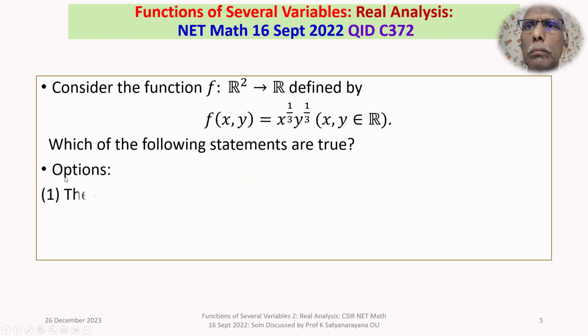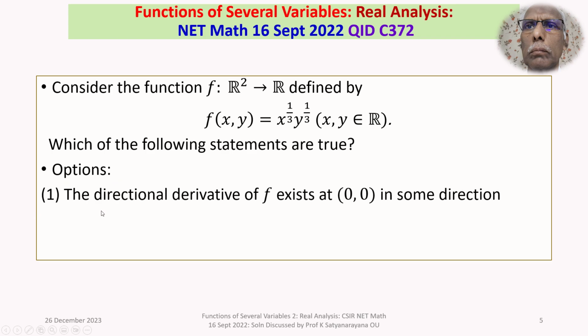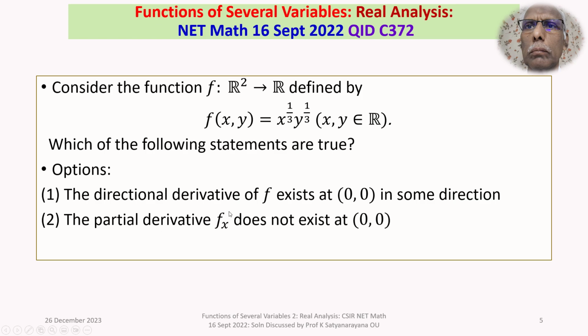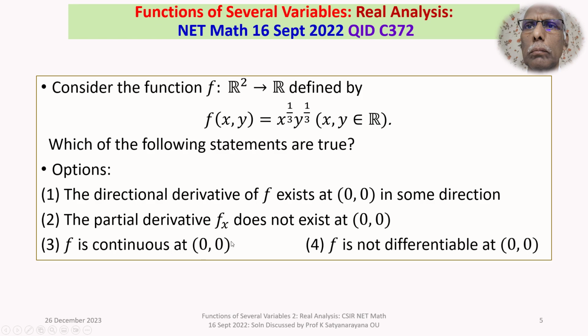So we are given 4 options. Option 1: the directional derivative of f exists at 0, 0 in some direction. Option 2: the partial derivative f suffix x does not exist at 0, 0. Option 3: f is continuous at 0, 0. Option 4: f is not differentiable at 0, 0.